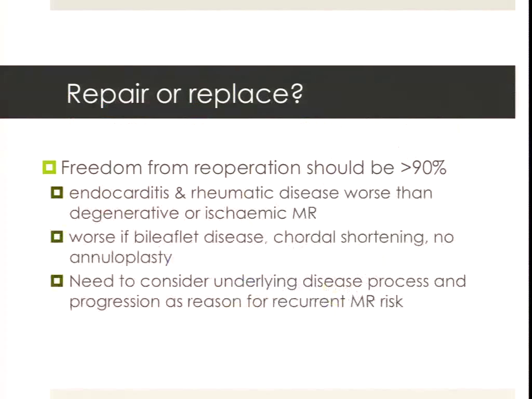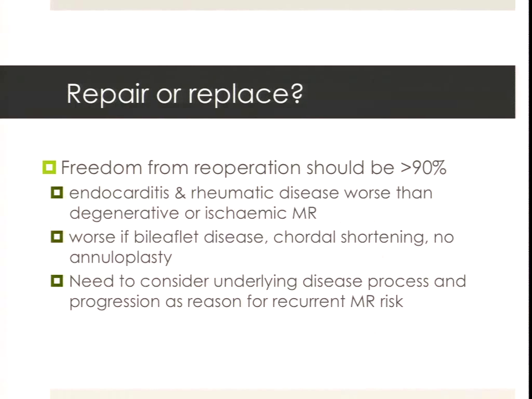So repair and replace, that's another conversation you're going to have when you look at the valve. There's certain things that are going to push you towards replace, especially endocarditis, rheumatic disease. If they debride a lot of it, and there's nothing left there to actually repair, that's problematic. Degenerative disease, it's pretty easy to say, well, we'll plan to repair most of those. And ischemic, it's still very controversial. Obviously, bileaflet disease, chordal shortening, no ring, no possibility of ring make sway your argument one way or another.